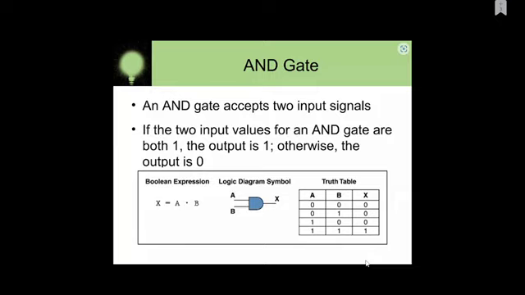And this is the truth table of the AND gate. If both the inputs are high, the output is high: X equal to A into B, A equal to 1, B equal to 1, 1 into 1 is 1. If any one of the inputs is 0 or both inputs are 0, then the output is 0: 0 into 1, or 1 into 0, or 0 into 0 gives output 0.